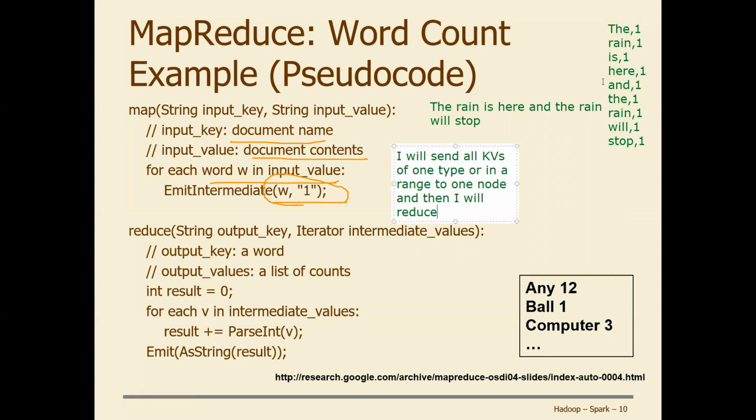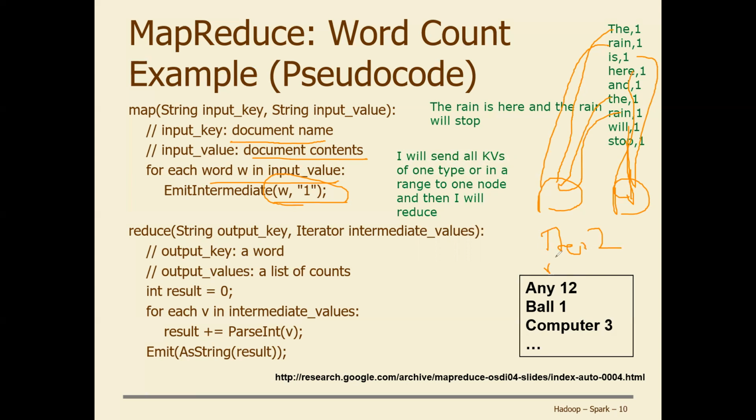So let's say I have two nodes, node one and node two. I will say bring all the "the" here, so these two will come here. Bring the "rain" here too. And whatever else is left, bring it here: so is, here, will, stop, sorry, bring them here. So what will the output be? The comma two, rain comma two, and then is one, here one, and one, will one, stop one. That's it. Then you combine both.